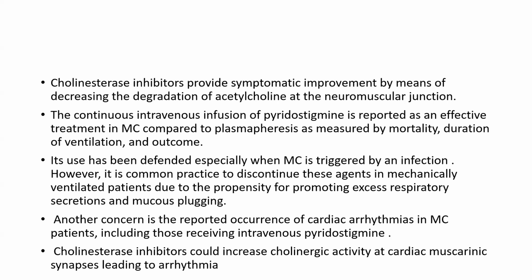Cholinesterase inhibitor provides symptomatic improvement by means of decreasing the degradation of acetylcholine at the neuromuscular junction. The continuous infusion of pyridostigmine is reported as an effective treatment in myasthenic crisis compared to plasmapheresis as measured by mortality, duration of ventilation, and outcome. Its use has been defended especially when myasthenic crisis is triggered by infection. However, it is common practice to discontinue this agent in mechanically ventilated patients due to propensity for promoting excess respiratory secretion and mucus plugs.